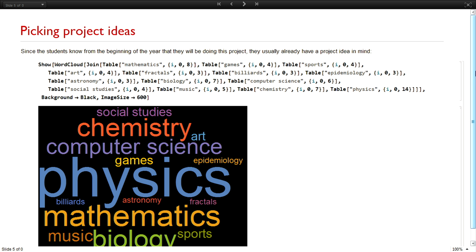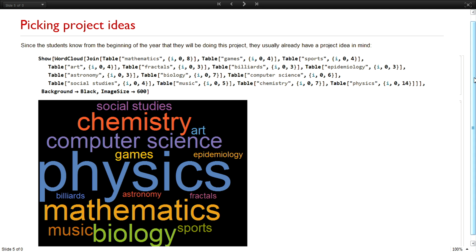No, we're good. In terms of picking project ideas, I let them go in any direction that they want to. It's more about creating something that they have a vision for and that they're interested in, rather than it having to be about the curriculum from the course.